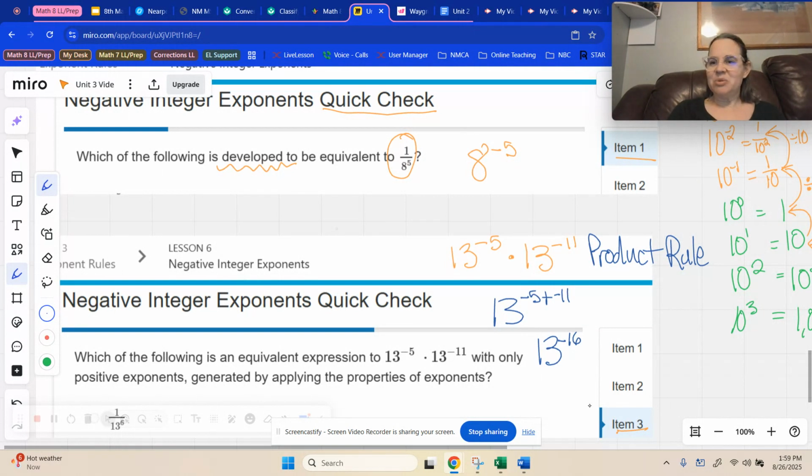Then to apply this negative integer rule, I'm going to make a fraction with a 1 on top. 13 is going to go on the bottom, and then the power is going to become positive. It's going to be the positive 16th power.